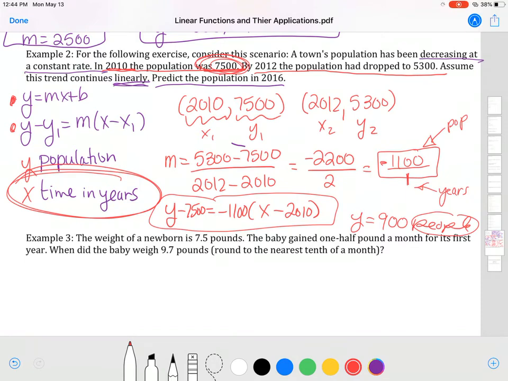If, for example, I made a mistake and I got y is equal to 9,000 instead of 900 because I missed a decimal or something, then I would know that something's wrong because I should be decreasing, so I should have less than 7,500. So checking to make sure that your answer makes sense with the question and the situation of what the problem is telling you really helps identify if you've got the problem right or not.